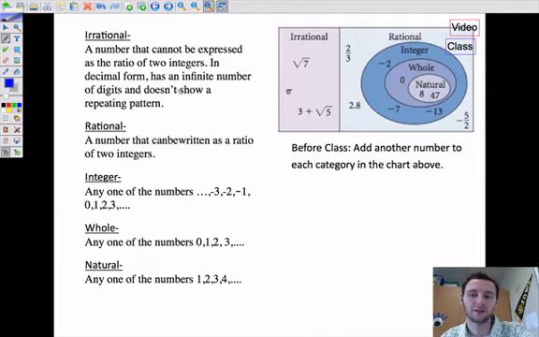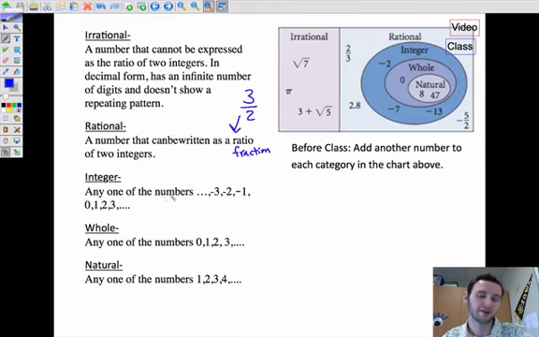A rational number is sort of the opposite of that. A rational number can be written as a ratio of two integers. Or, in other words, that whole ratio of two integers thing basically means you can write it as a fraction. 3 over 2 is a rational number because you can write it as a ratio, in other words, a fraction, of two integers, which is our next definition.